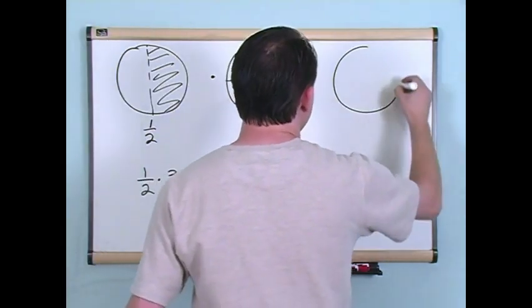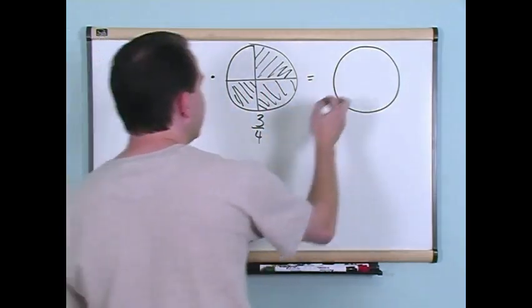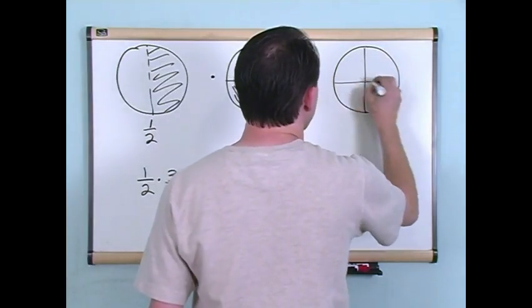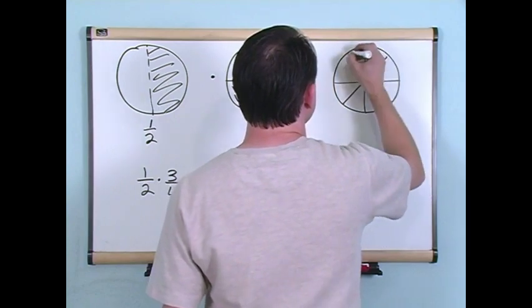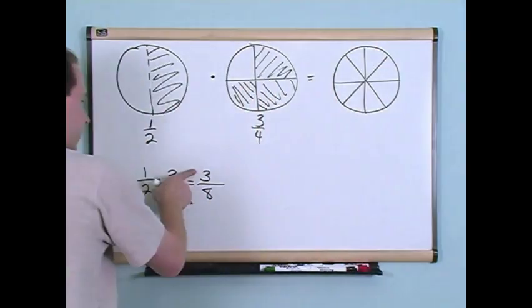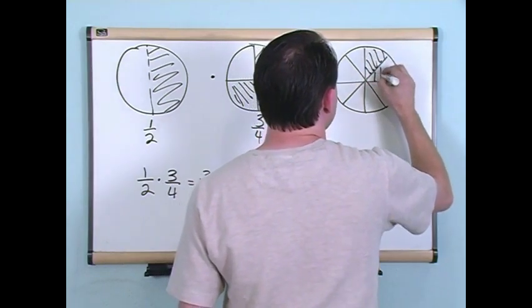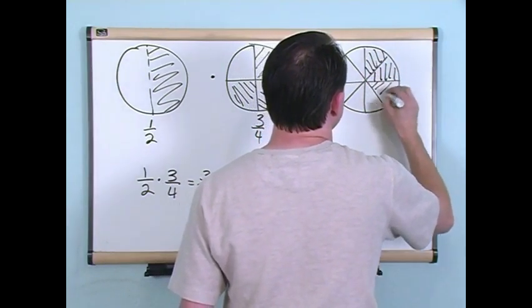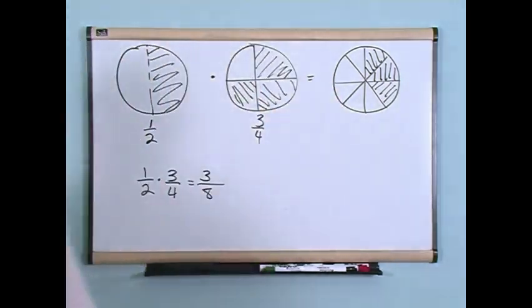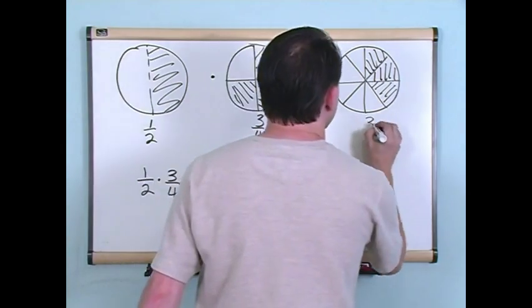So how would we draw 3/8? Well, first we've got to chop into 8 pieces, just like before. Here's 4 pieces, 6 pieces, 8 pieces. And we're going to take 3 out of those 8 pieces. So here's 1, 2, 3. Here's 3/8. 3/8, okay? So what have we done?